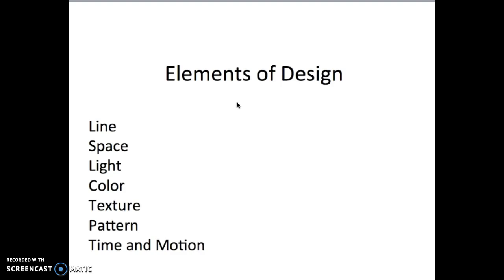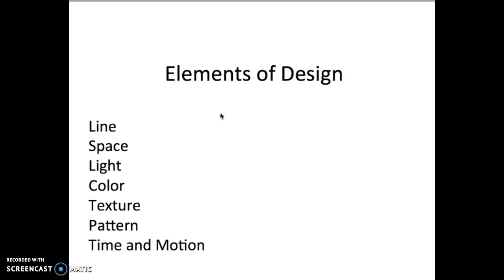Remember, I mentioned that we'll be focusing on analyzing artwork for subject matter, content, context, and formal qualities. So in this unit, we'll be building the foundation that will allow us to do formal analysis, that will allow us to analyze these elements of design. In today's session, we'll be looking at line, space, light, and color. And next week, we'll pick back up with texture, pattern, and time and motion.